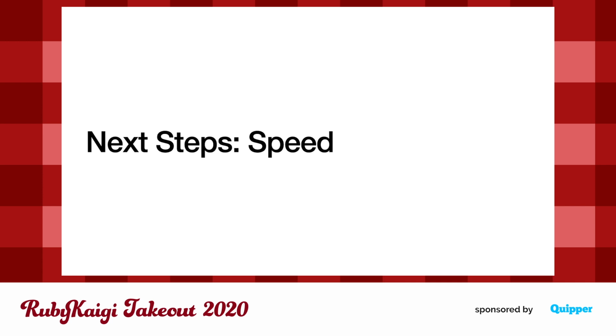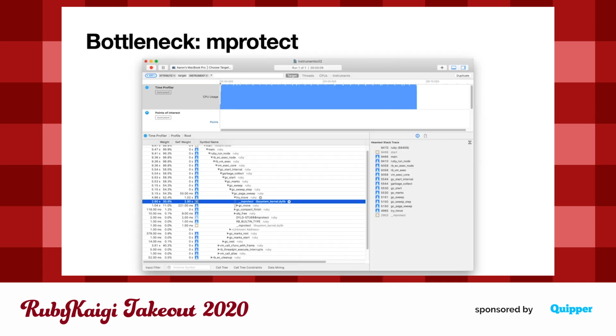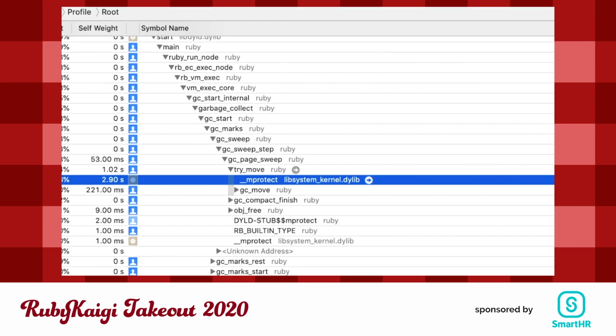Currently, I'm working on speeding up the compaction process. According to the profiles, the bottleneck is mprotect. Right now, the compactor makes a lot of calls to mprotect, and my current idea is to reduce the number of calls to mprotect. I think there are various ways to do this, but I just haven't been able to try them yet.